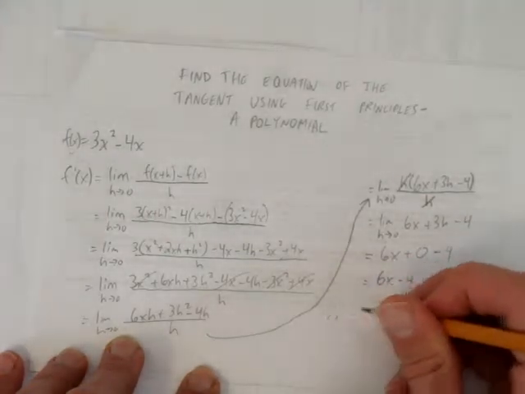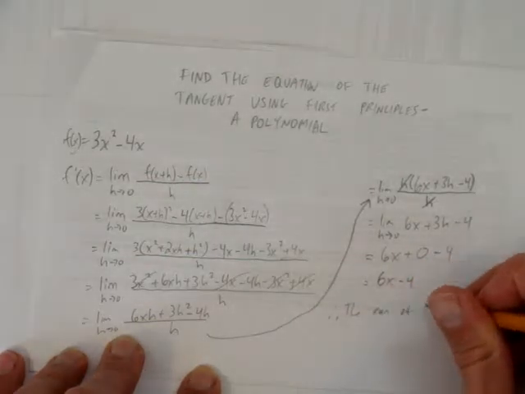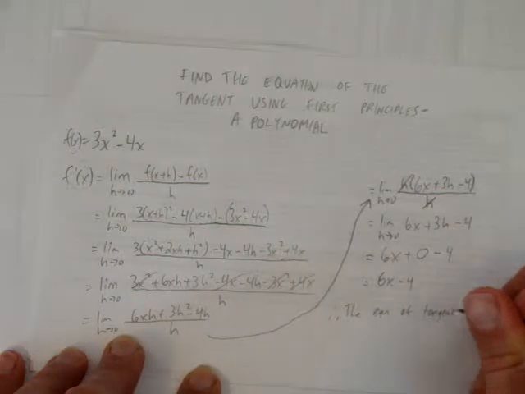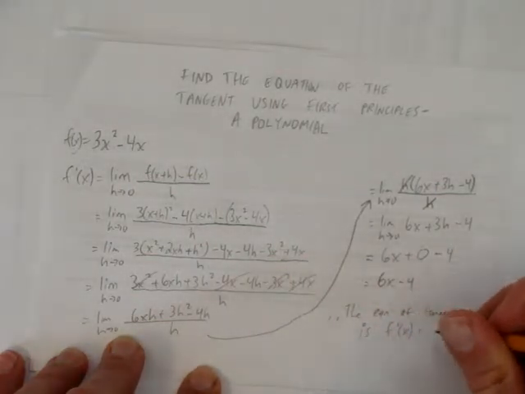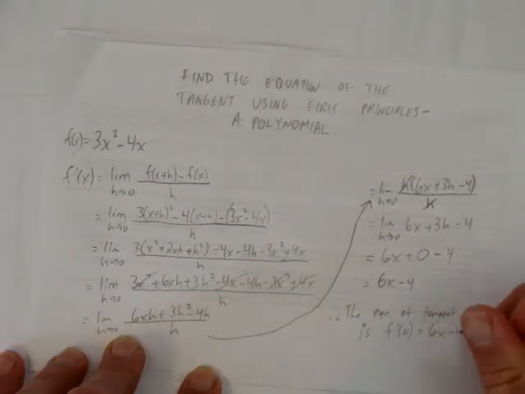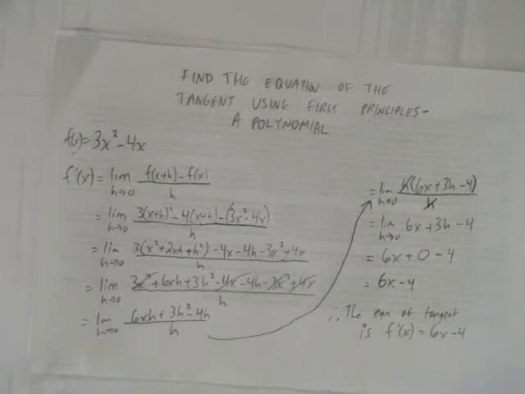And therefore, the equation of the derivative is f prime at x equals 6x minus 4. And that's how to find the equation of the tangent using first principles.